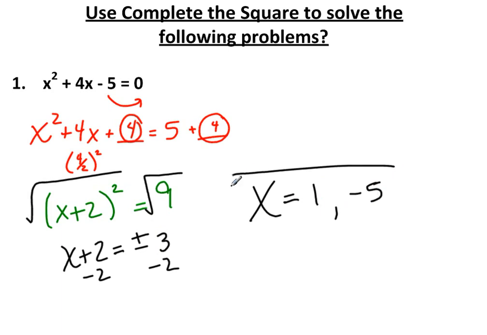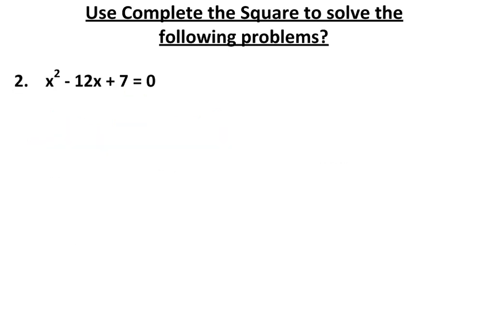And I can take both of these answers and substitute them back into the original equation to make sure it works. Let's try another one. Again, if I take half of my middle term, that's negative 6. If I square negative 6, I do not get 7. So I know that is not the constant I want there. So I'm going to move that over. I'm going to get x squared minus 12x plus some number equals negative 7.